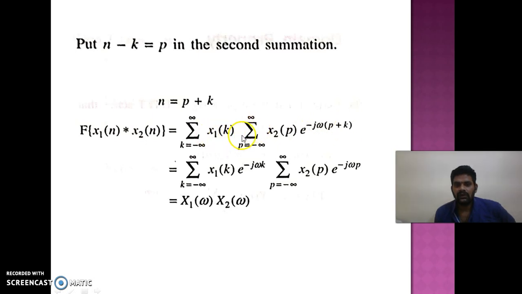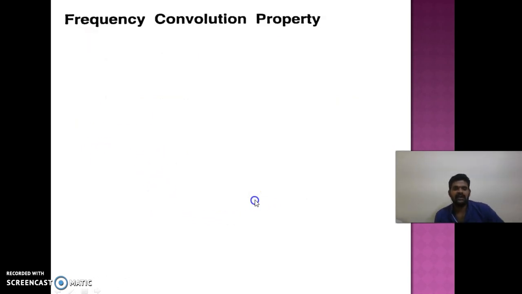So x1 of k times e power minus j omega k, summed over k, is the formula for the DTFT. Like this, you can rearrange the summation into this form, and it is left with X1 of omega times X2 of omega. So convolution in the time domain results in multiplication in the frequency domain. This is the convolution property.